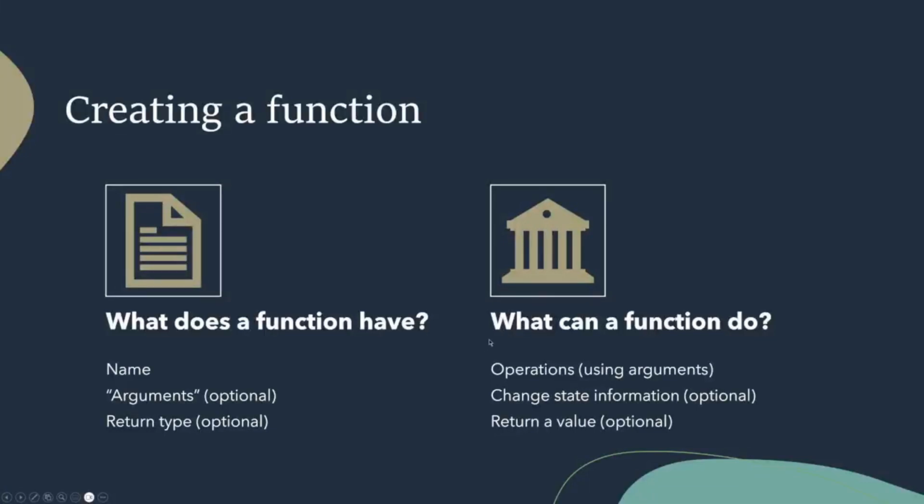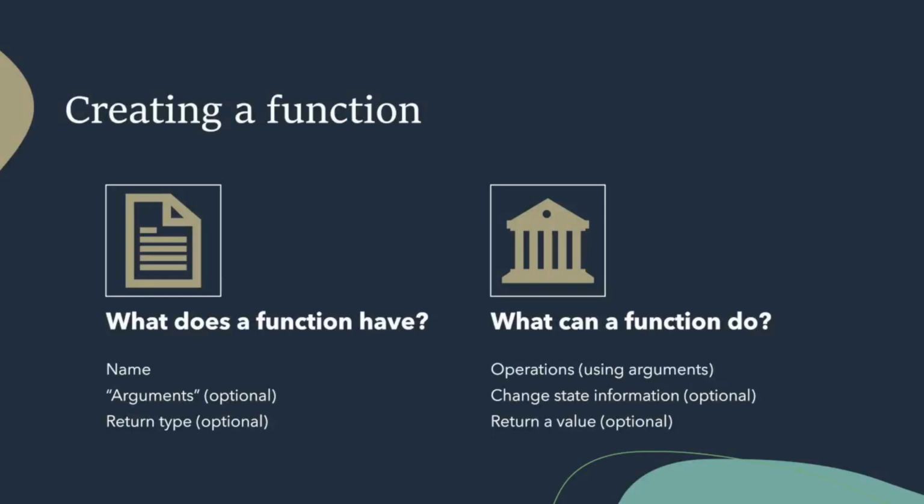Now, what can a function do? Well, it can do operations, and if you passed it arguments, it'll use those arguments. It can change state information. This is something you want to be careful about, but it can do that. And then it can return a value. And again, that's optional. It kind of depends on what you want to do.